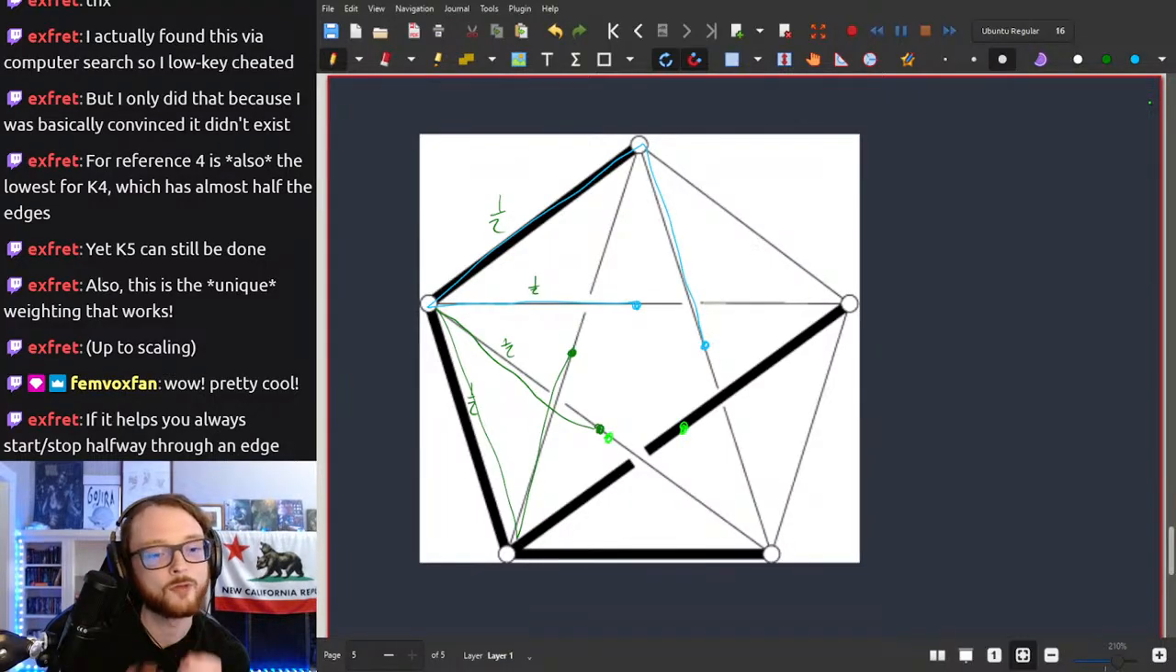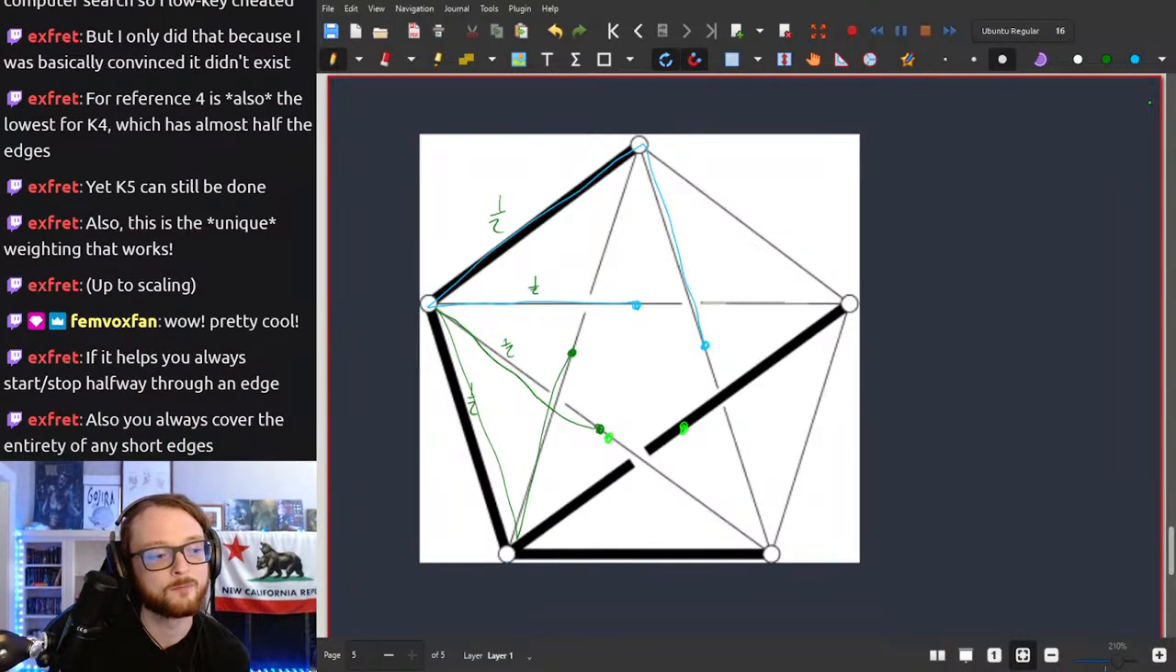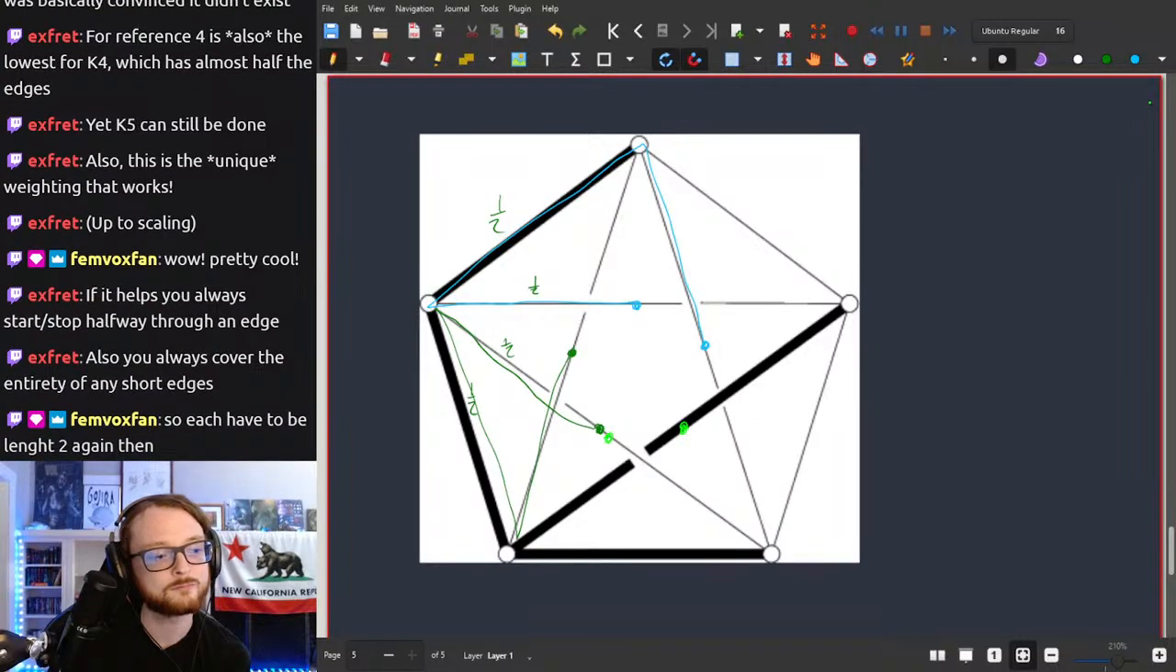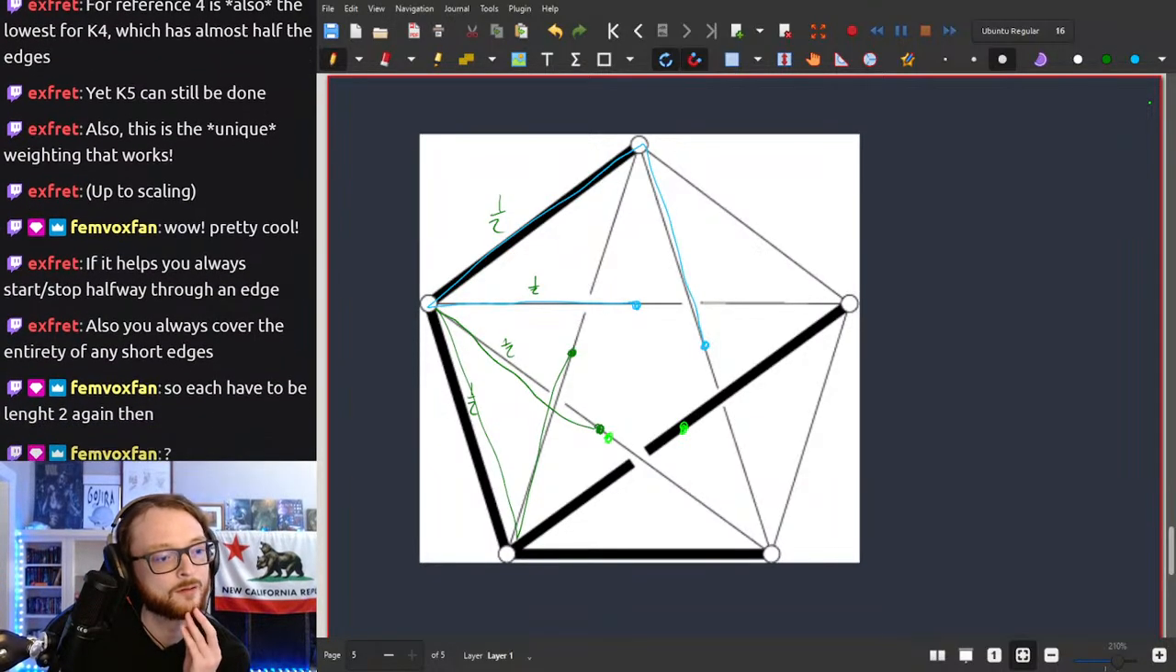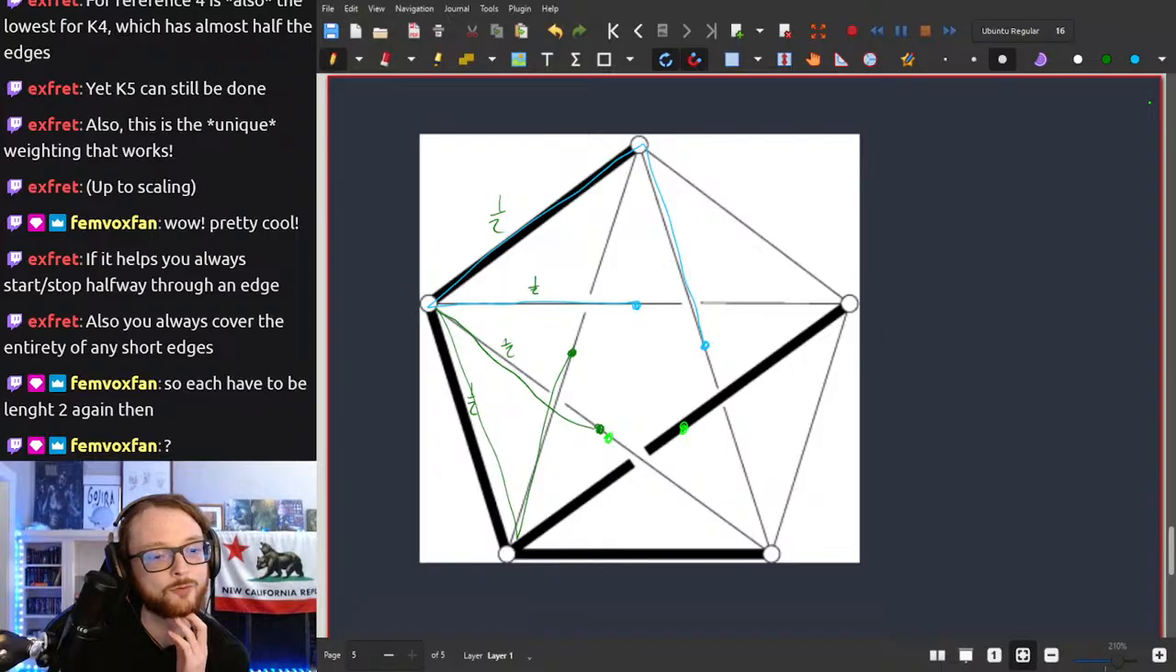You always start and stop halfway through an edge? Okay. Yeah, I was just wondering if always going to the middle of edges is a bad strategy for this weighting. So I don't feel like I'm doing it any more efficiently. Like I'm not covering any more ground. You always cover the entirety of any short edges?